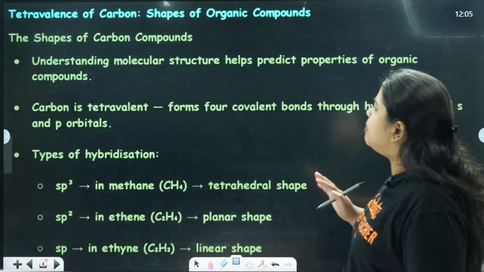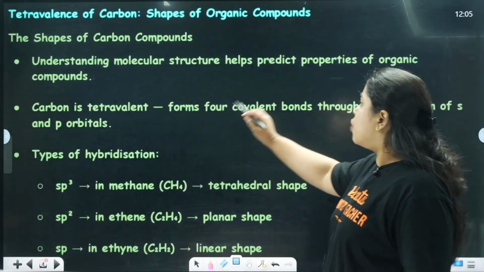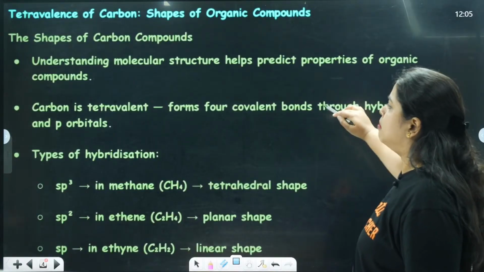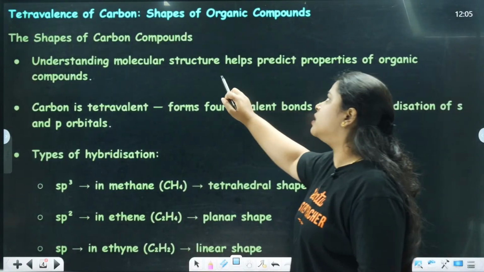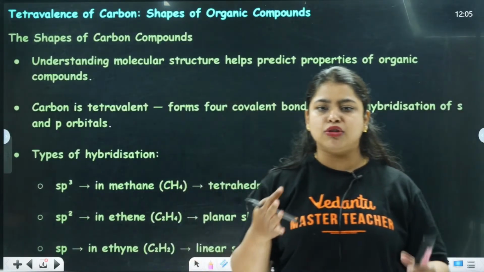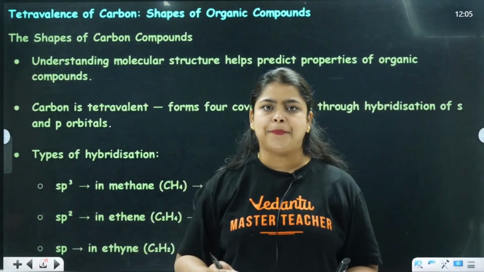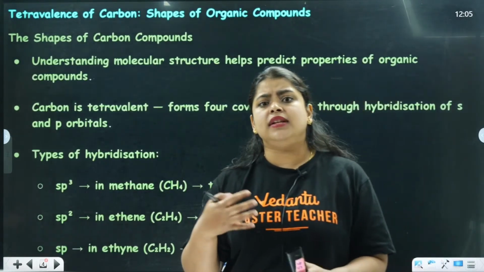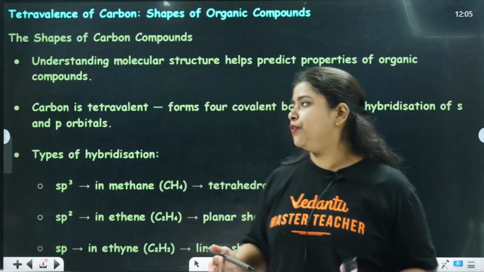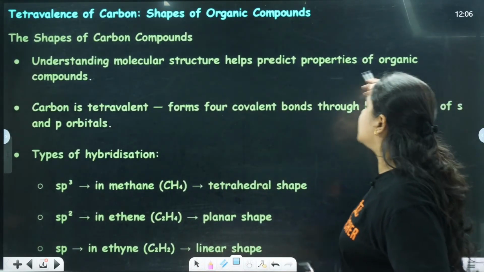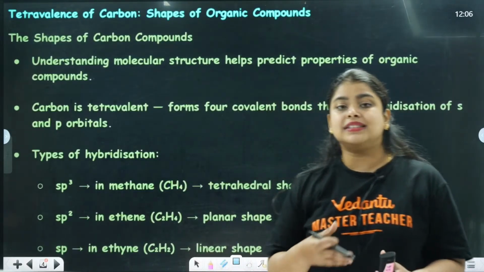Now the shapes of carbon compounds: understanding the molecular structure helps predict the properties of the organic compounds. Now in case carbon is getting bonded with something, then what is the structure of that? So if you get to know the molecular structure of those things, it will help to predict the properties of those. Means what is its character?